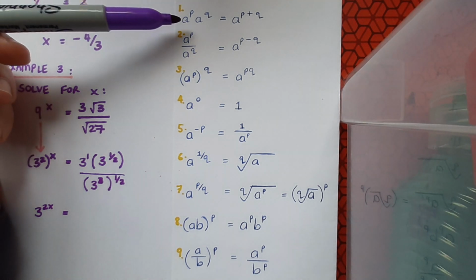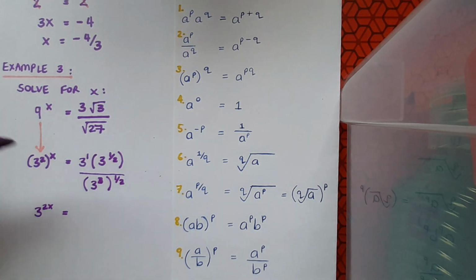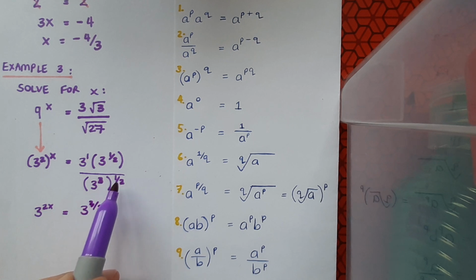So it's the first rule. I'm multiplying two terms together and I'm going to add their powers. So 1 plus a half is 1.5, or 3 over 2 if you prefer. And then on the bottom, I've got a power to a power, and I must multiply these together. So I'm also going to get 3 to the power of 3 over 2 there.